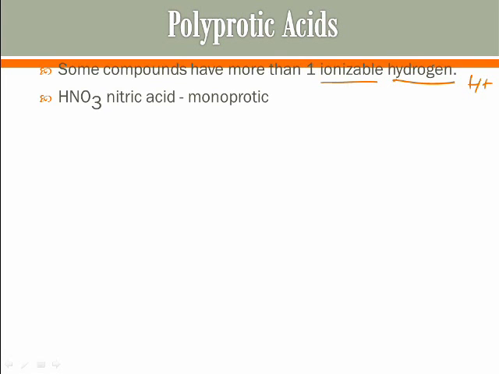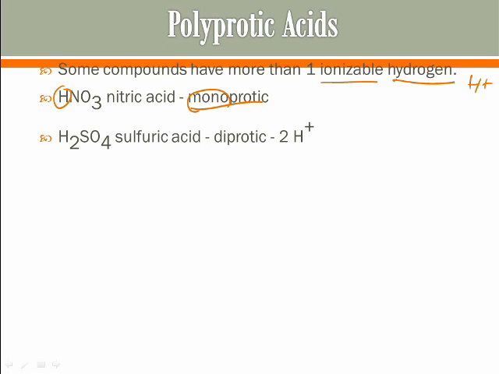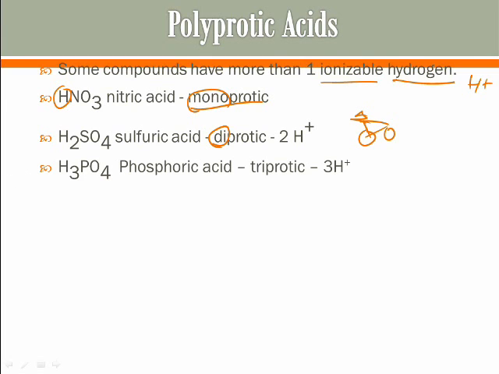So for example, nitric acid is monoprotic. It only has one hydrogen that goes into solution. Sulfuric acid is diprotic. Di, like a bicycle has two wheels. So they have two hydrogen ions. Phosphoric acid is triprotic. They will have three hydrogen ions that are ionized.